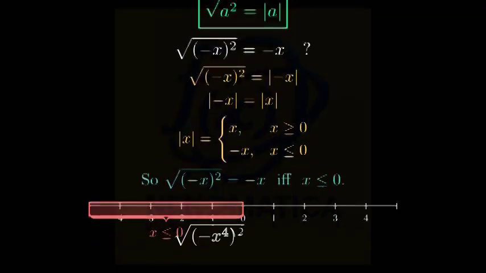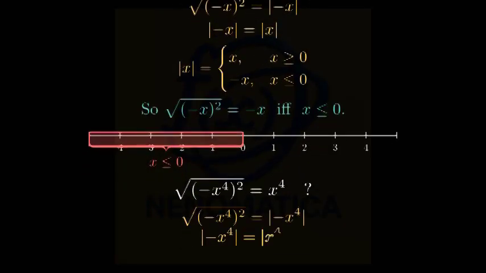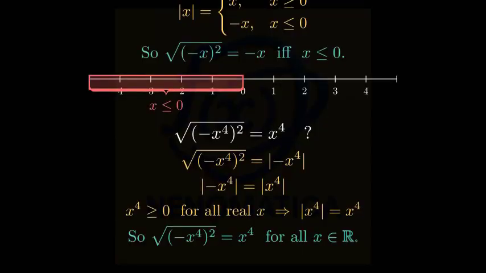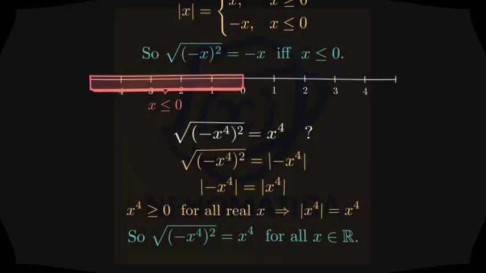Part B. Consider the square root of (negative x to the fourth power) squared equals x to the fourth. Apply the same rule with a equal to negative x to the fourth. We get the absolute value of negative x to the fourth, which equals the absolute value of x to the fourth. But x to the fourth is always non-negative for every real x. Therefore, its absolute value is just x to the fourth. This equality is true for all real numbers.